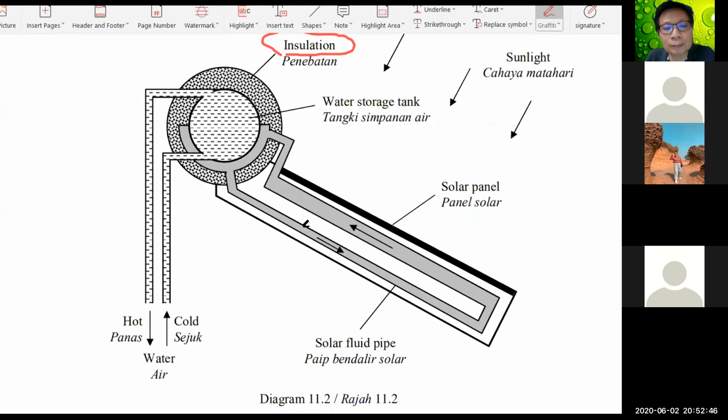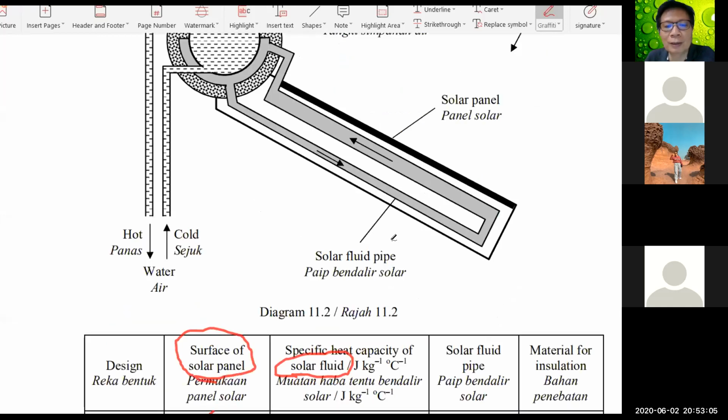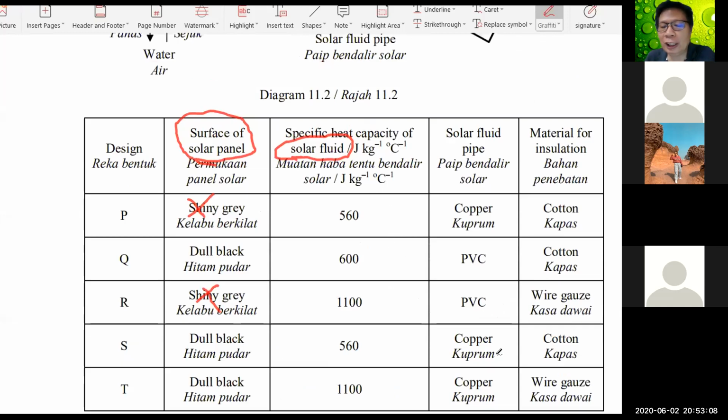Fluid means this liquid. This liquid will be heated up by the solar panel, become hot already. This oil is hot already, right? Then it comes here, releases the heat to heat up the water. Understand? So what is the specific heat capacity of this solar fluid? Must be big or small? Jocelyn? The solar fluid must have big or small specific heat capacity? Jocelyn? Tan Wei Yi, are you there?